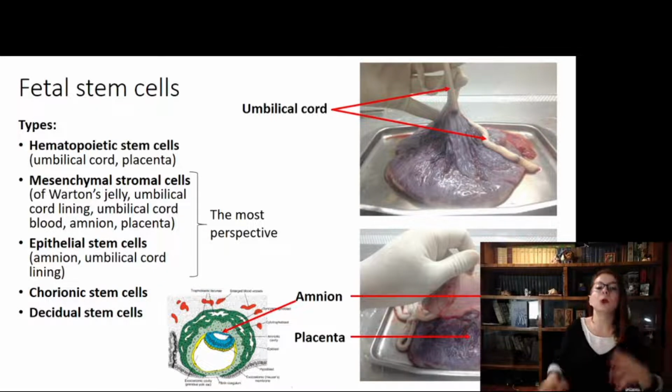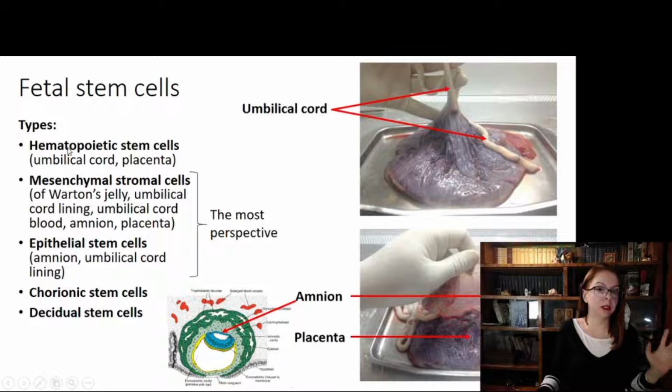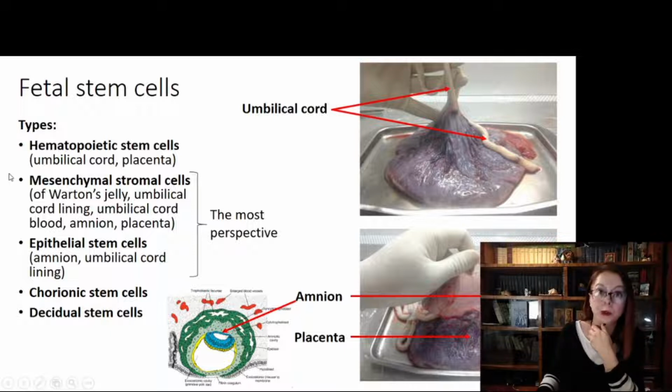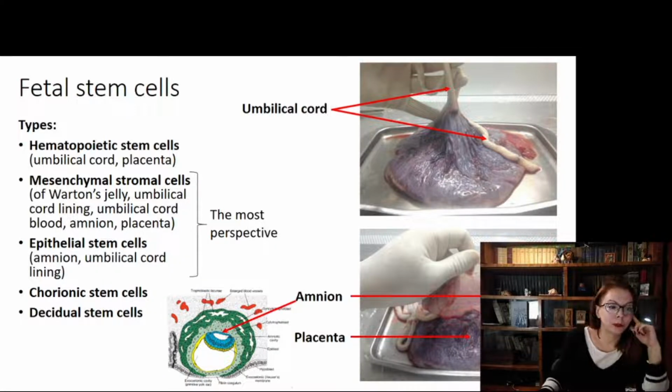And now we are going to talk about what kind of stem cells we can obtain and what we can do with them, and for what. So first of all, the most well-known stem cells obtained from the umbilical cord are the hematopoietic stem cells, and they are already used. They are approved by governments of many countries, so I think you are aware, and we'll discuss them later.